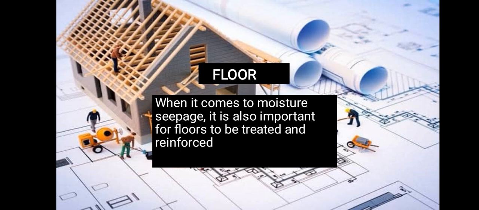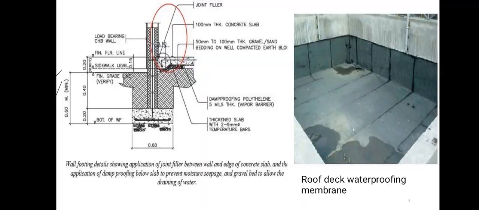Next is floor. So when it comes to moisture seepage, it is also important for floors to be treated and reinforced. Wall foot. So this first picture is wall footing details showing application of joint filler between wall and edge of concrete slab and the application of damp proofing below slab to prevent moisture seepage and gravel bed to allow drainage of water. The second picture is a roof deck waterproofing membrane.